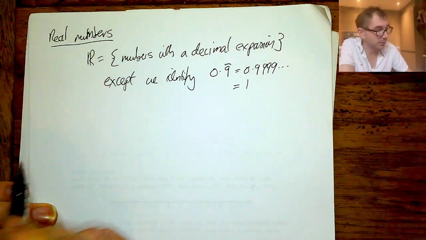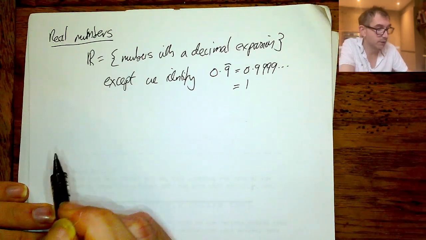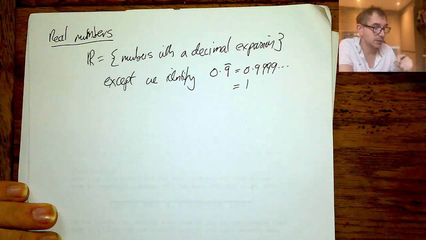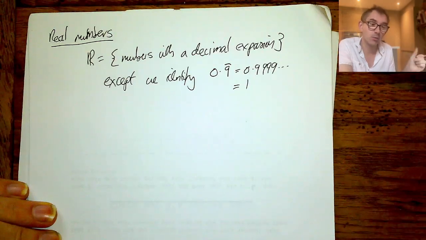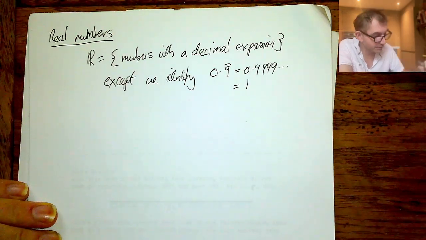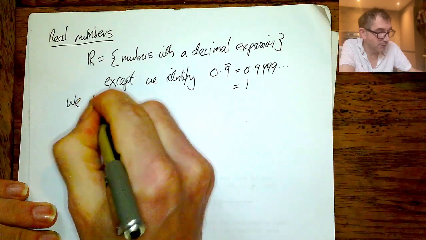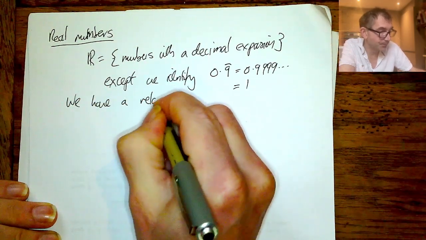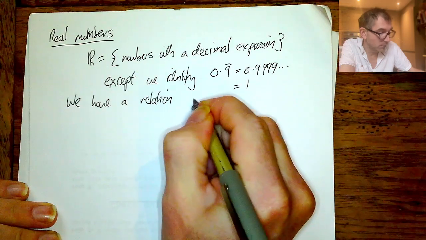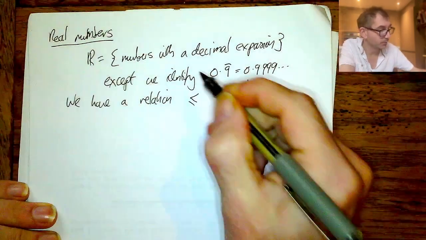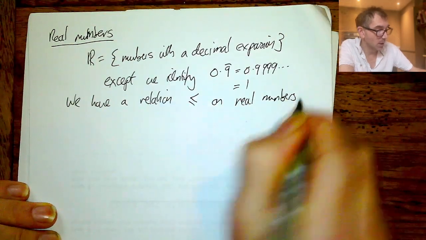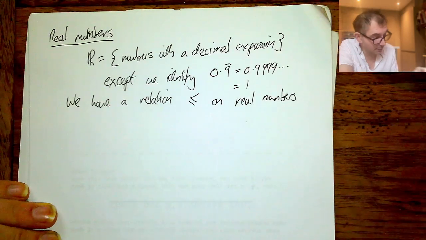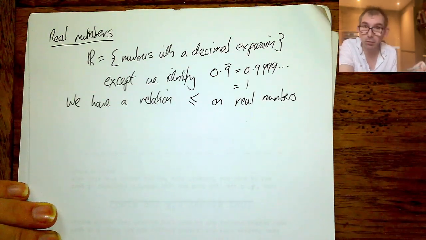One feature of the real numbers, which is not a feature of the complex numbers, is that they are totally ordered. So you can put them on a number line and say which one is bigger than or equal to another one. So we have a relation, which I can write as less than or equal to, on real numbers. And I can tell when this holds between two real numbers by looking down the decimal expansion.